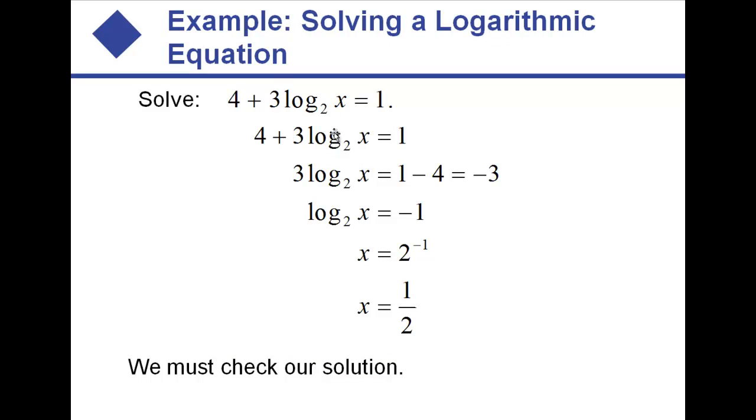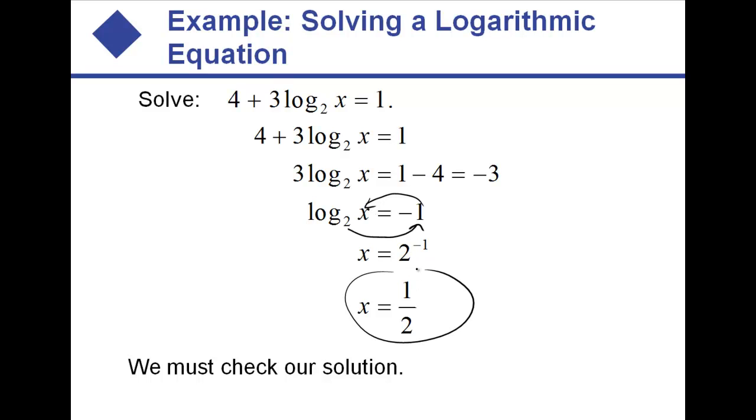Something like this, if we're trying to solve for x, the same rules apply. Isolate our variable. So you move the 4 over, divide by the 3. Now you've got it in this form, and now you're back to this power equals that. So 2 to the negative 1 equals x, and 2 to the negative 1 is 1/2.